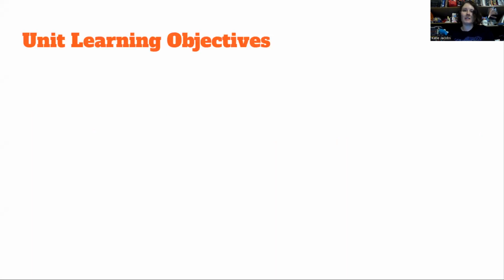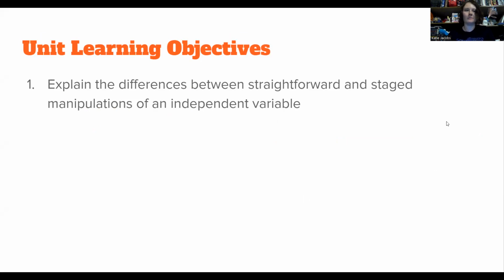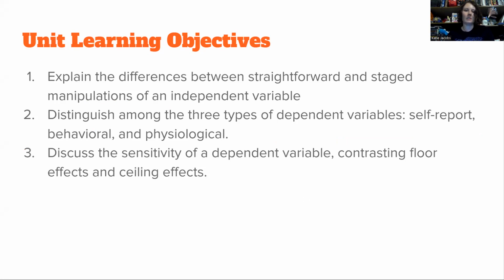Throughout this unit, there are some things that I'd like you to be able to do. I want you to be able to explain the differences between straightforward and staged manipulations of an independent variable. I want you to be able to distinguish among the three types of dependent variables: self-report, behavioral, and physiological. I want you to be able to discuss the sensitivity of a dependent variable, contrasting floor effects and ceiling effects.